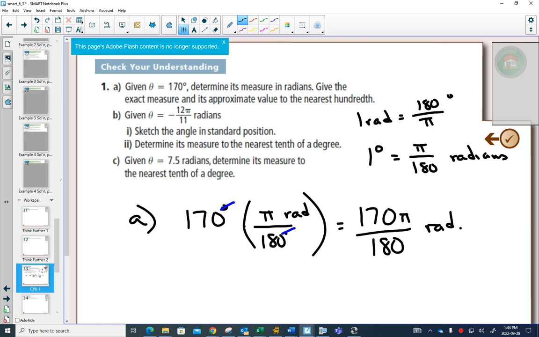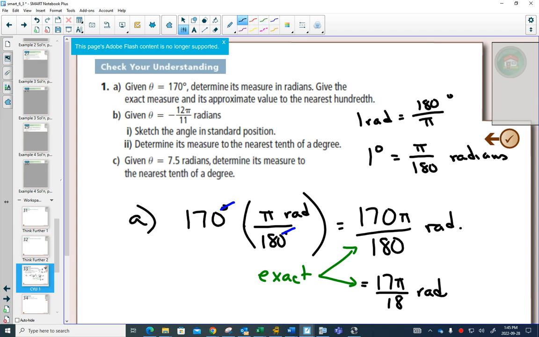Now, nice thing about grade 12 pre-calculus: you do not have to simplify fractions if you don't want to. You could simplify this. Can you see this is the same as 17 pi over 18? Your answer key in the back of your textbook probably has it simplified. But on a test, if you leave it as 170 pi over 180, that's perfectly fine. We call this answer an exact answer because it leaves it in terms of pi.